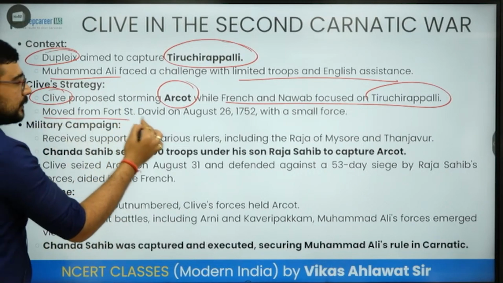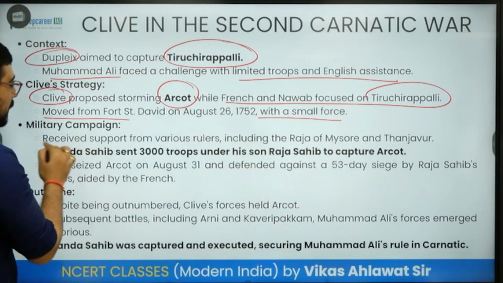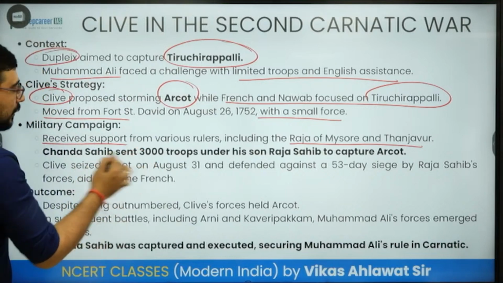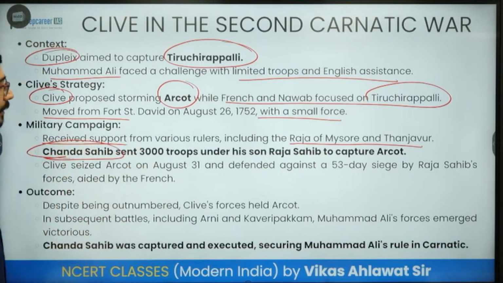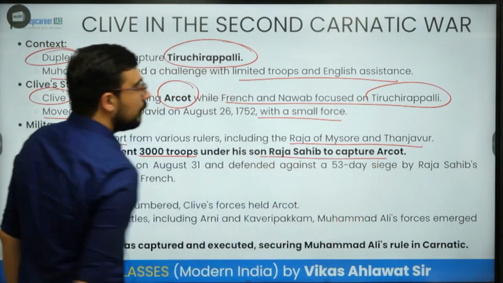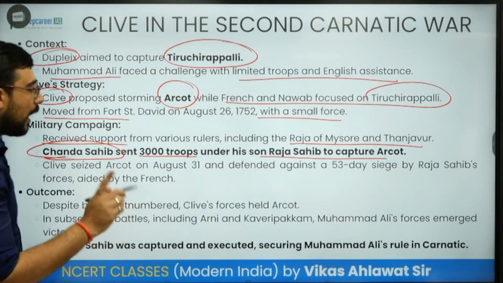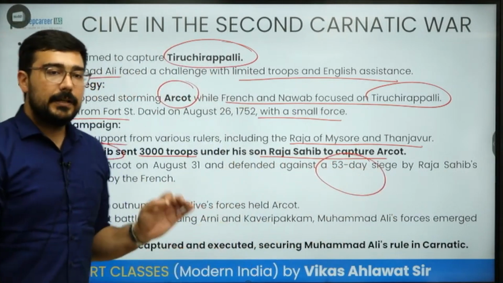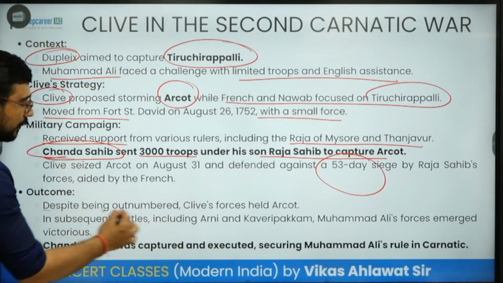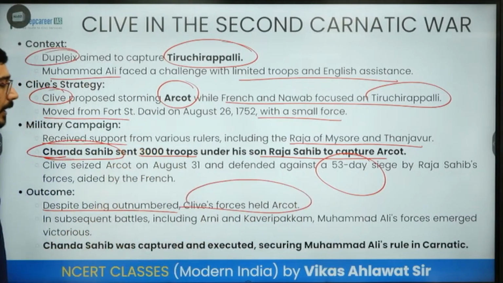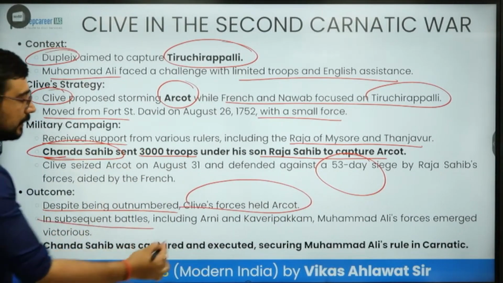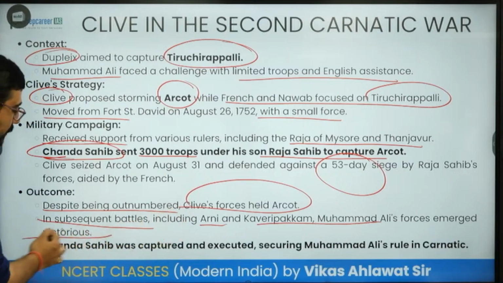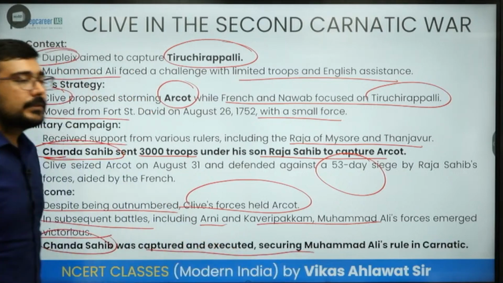He moved from Fort St. David with a small force, received some support from the Raja of Mysore as well as Tanjore, and finally, when this was seen by Chanda Sahib, he sent around 3,000 troops along with his son Raja Sahib to capture Arcot. However, they were able to hold it for how many days? 53 days. And within these 53 days, despite being outnumbered, his forces held Arcot, and in subsequent battles, including Arni and Kaveripakkam, Muhammad Ali's forces emerged victorious, and Chanda Sahib was captured and executed.